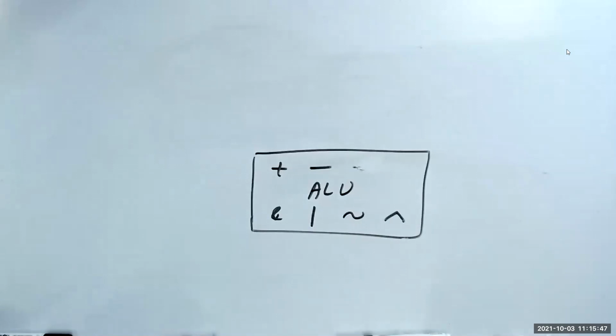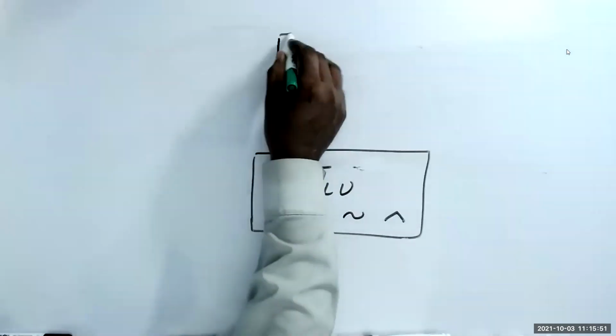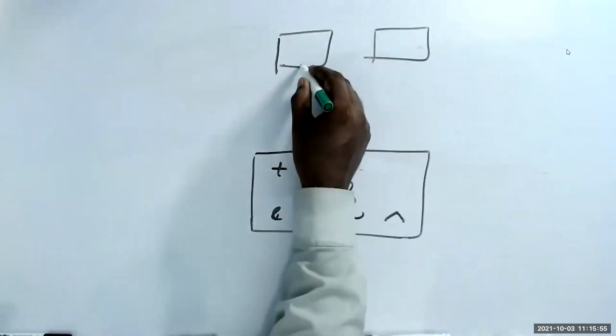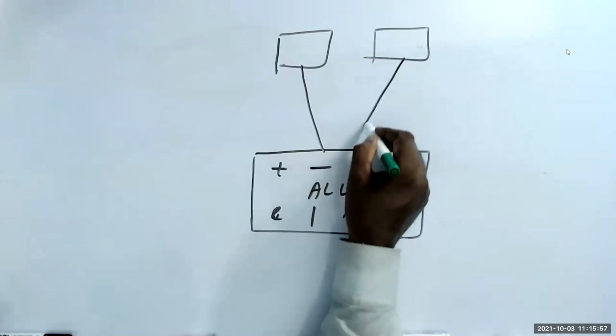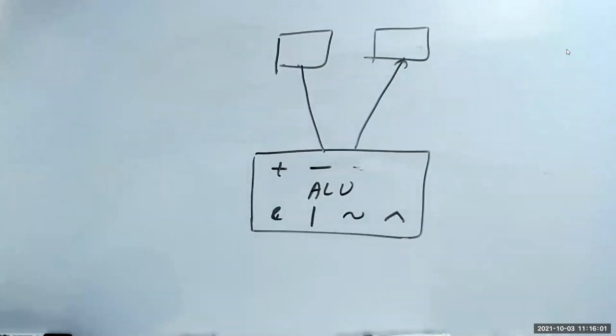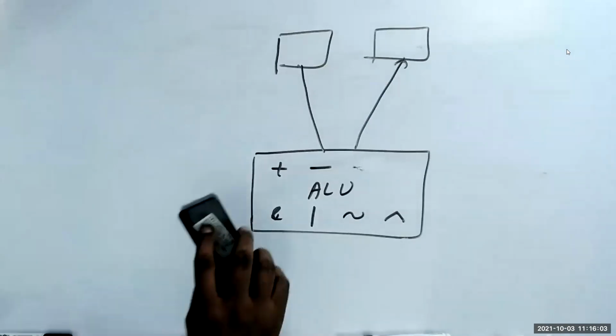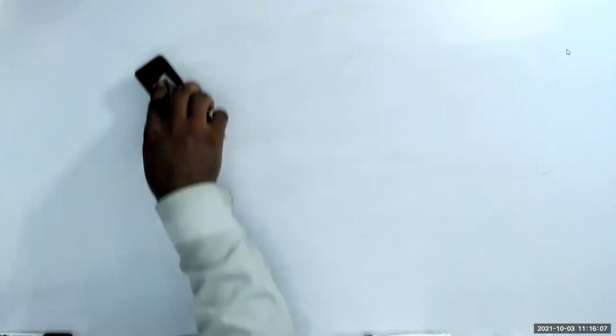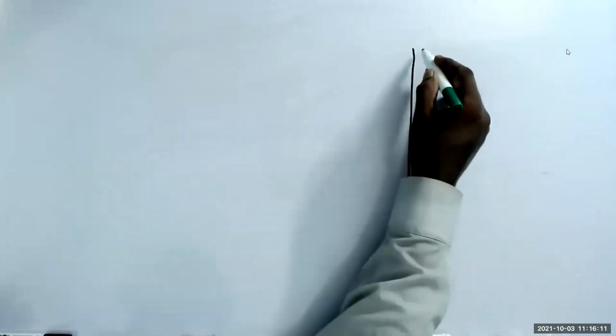Okay, so these instructions are performed between registers only, not with the memory. So if you see all our discussion is about registers, but sometimes you may like to do the operation with the memory. Let's say I have a memory.